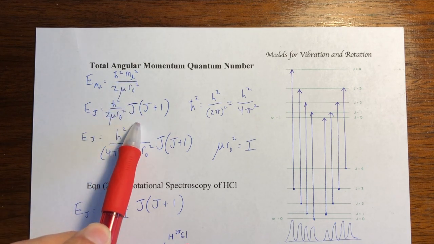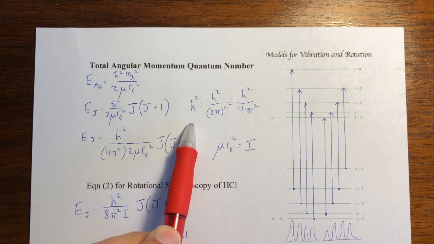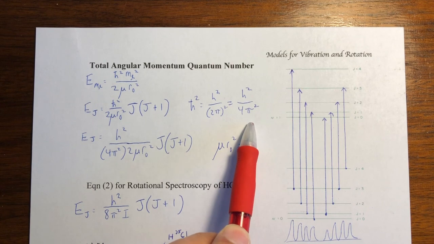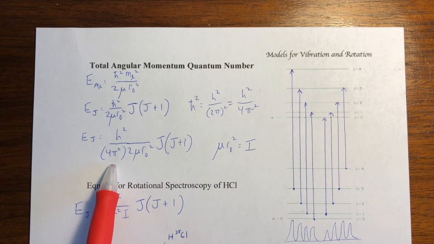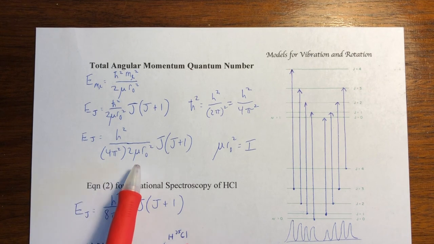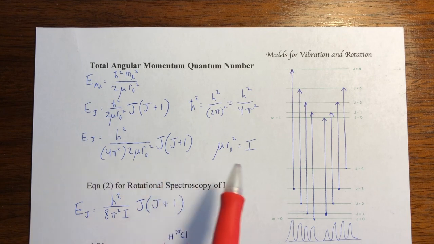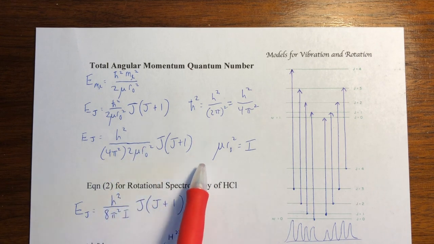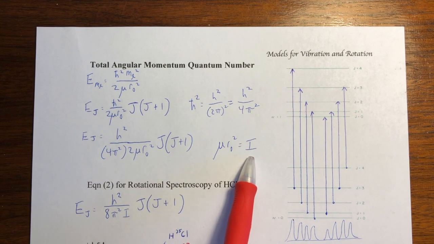times J plus 1. Now we can simplify this whole expression using this substitution here, where we have h bar squared being equal to h squared over the quantity 2 pi squared, which is equal to h squared over 4 pi squared. So when we substitute that in for h bar, we get this expression for E sub j, which is equal to h squared over 4 pi squared times 2 mu r naught squared times the quantity j times j plus 1. And in the denominator, we can multiply the 4 and the 2 by one another to get 8, and we can substitute mu r squared for our symbol for moment of inertia.